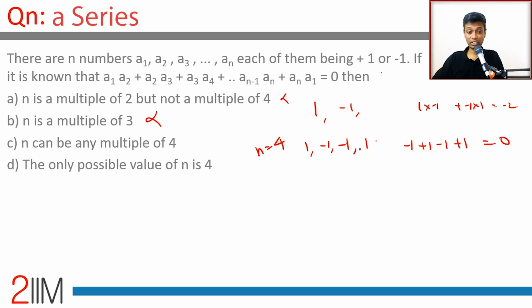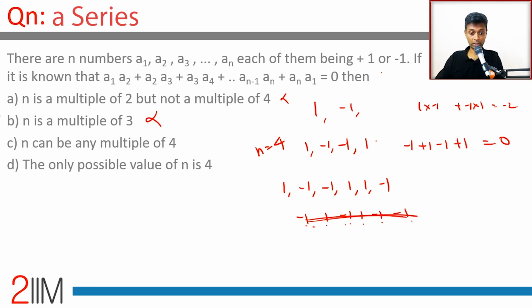Let's construct it. Let's see if we can construct it for 6. 1, minus 1, minus 1, 1, 1, minus 1. Does it work? The products are minus 1, 1, minus 1, 1, minus 1, minus 1. 1, 2, 3, 4, 5, 6. There are 4 minus 1s, so this doesn't work. Why is that happening? There are 2 minus 1s here and 2 minus 1s there. With 6 numbers, n equal to 6 does not work.